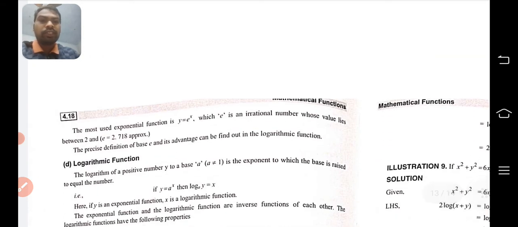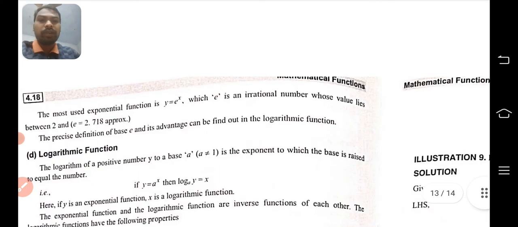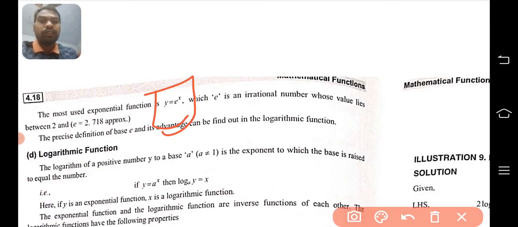Actually the most used exponential function is y is equal to e to the power x. So this functional form is very much used in exponential form. Clear? This function is very much essential and very much used, where e is the irrational number. So what does that e denote? The e denotes the irrational number, called the natural exponential.